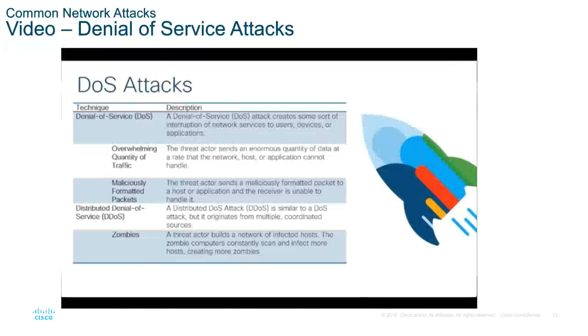Besides just an overwhelming amount of data hitting a target, a denial of service could also be where maliciously formatted packets are being created and are being sent at a target, and that target doesn't know how to handle that message. Because it doesn't know how to handle the message, it causes an error condition, and then that targeted device cannot, again, respond to legitimate requests.